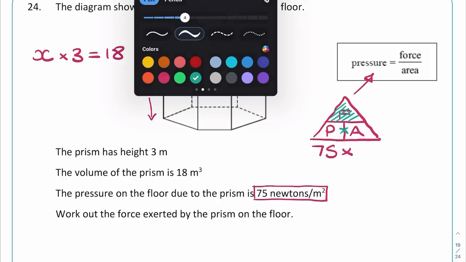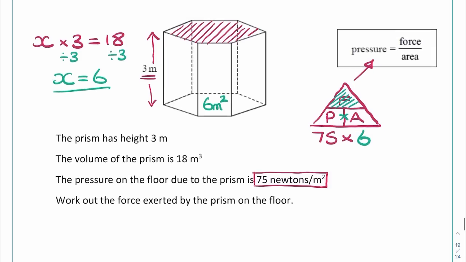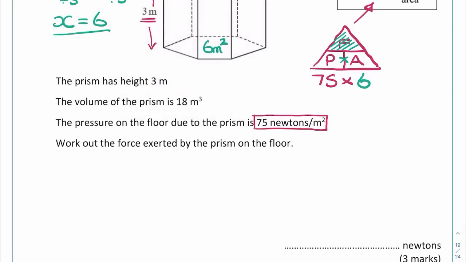That's relatively easy for us to solve. We just divide by 3, or do the volume divided by the height, and you get x. The area must have been 6. So the area here must have been 6 meters squared. So in terms of working this out, it's just 75 multiplied by 6. There we go. So relatively easy for us to get the answer there.